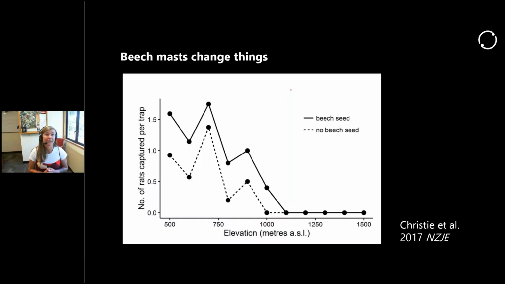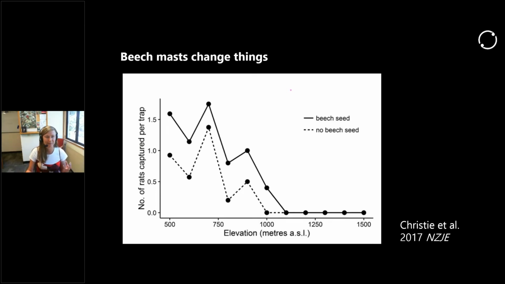But what we do know is that in beech mast years, rats often become abundant even in these cold, high elevation forests. And that's shown really well in this graph from Jenny Christie and co-authors' 2017 paper, which shows the number of rats caught in traps along an elevational gradient on the x-axis at Mount Misery and Nelson Lakes. And you can see that in the beech seed years, we suddenly start detecting rats at 1,000 meters at high elevation, whereas in a non-beech seed year, you don't trap rats at this elevation.